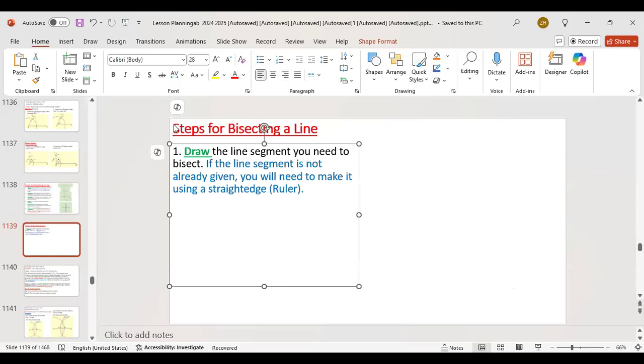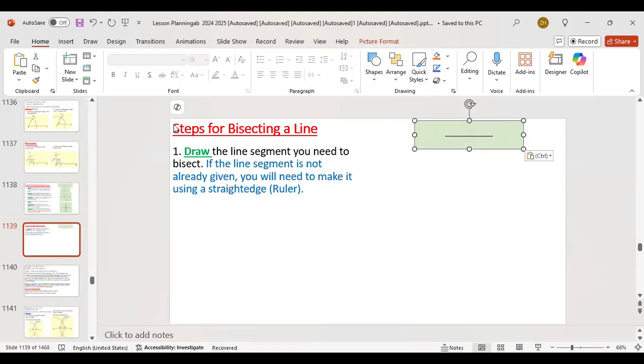You would need to bisect. Now, in most cases inside your exam, they would already have the line drawn for you. You would just have to bisect it, okay? So that's a good thing. In most cases, they're gonna have the line drawn for you and ask you to measure the line, and then you just have to bisect that line.